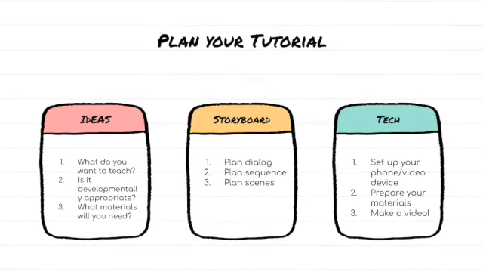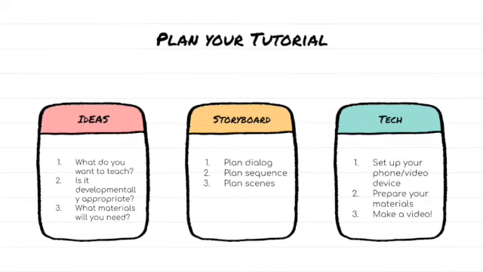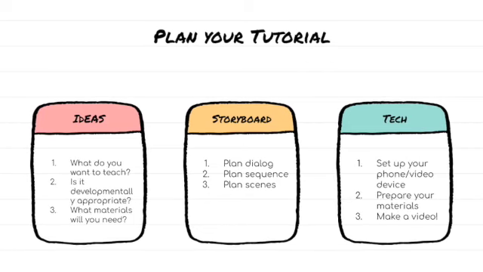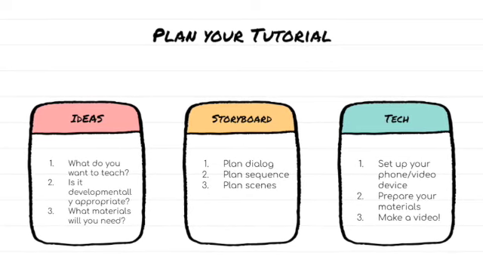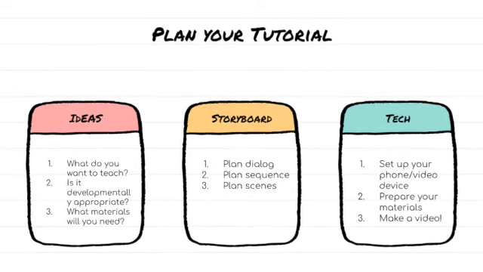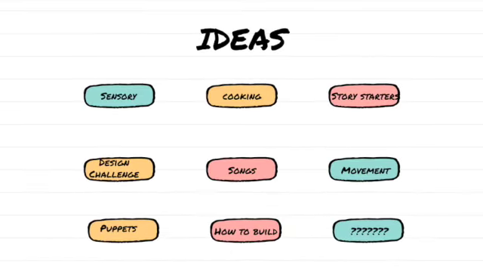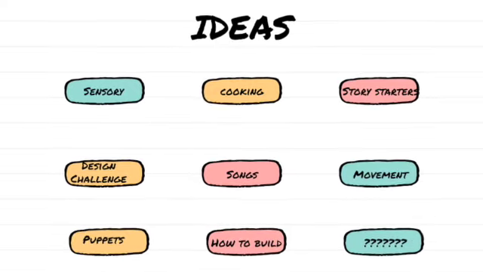Think about a comic book and how there are different squares and different ideas in each of those. You could plan it like that. Lastly, you're going to think about what tech equipment you have, what type of space do you need, and what other materials do you need to do this. And then have fun. There are a lot of different ideas and things you could do. Here's a few.